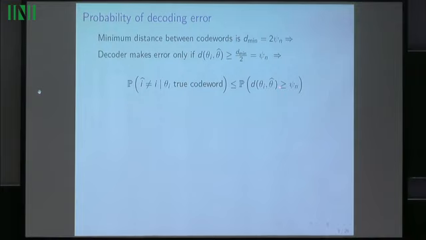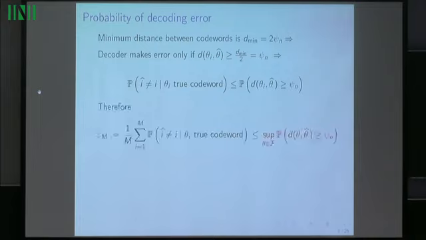Okay, because you make an error only if your distance is at least psi n, which is d min over 2. Okay, so now we are almost done. We want to take the sup on the right hand side, which is our quantity of interest. You can also take sup here, but the maximum error probability is usually hard to bound, so we just make do with average error probability.